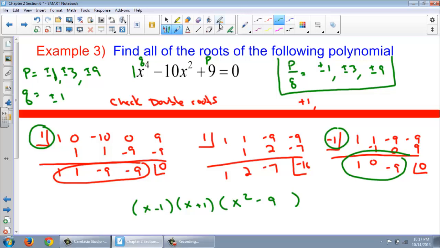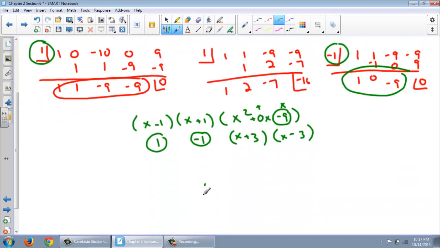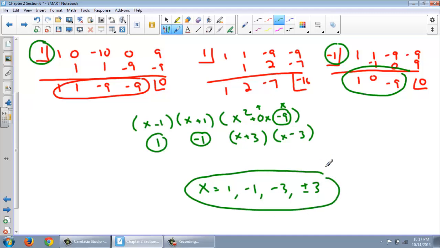So that's x squared plus 0x minus 9. Okay, so now let's factor. We know that this answer is 1, this answer is -1, and now let's factor this. What two numbers multiply to be -9 and add to 0? Positive 3, -3. Okay, so now finally, what are our answers? x equals 1, -1, -3, positive 3. So does this one have any imaginary roots?